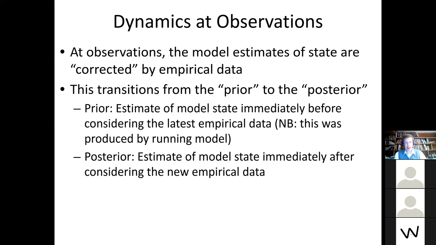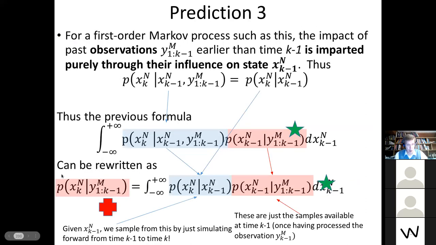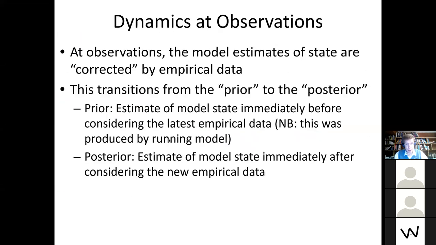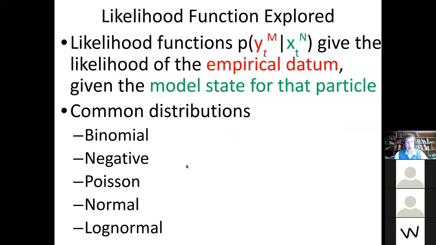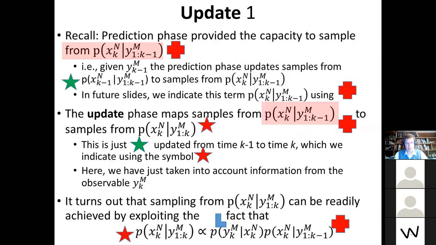Okay. So at observations, the model estimates of state are going to be corrected from empirical data, right? We're updating this prior distribution, this belief about what things were before we saw the observation. Take into account what our belief was at time k minus one, and then running the model forward from there. Okay, we've got this belief just before the observation, and now we're going to take into account the new y sub k. Okay, we're going to take it to a likelihood function.